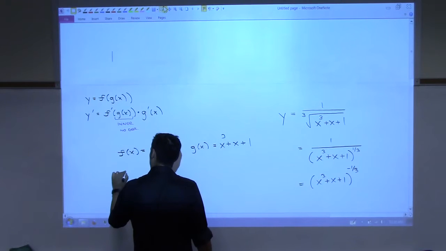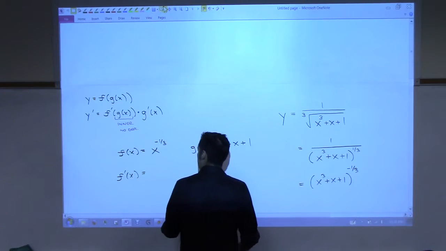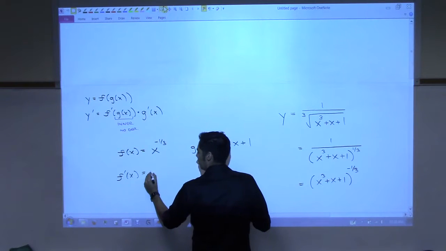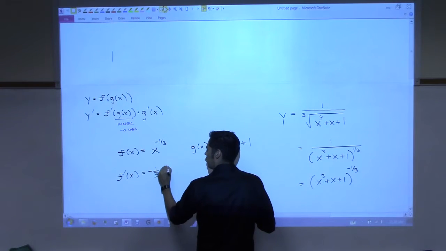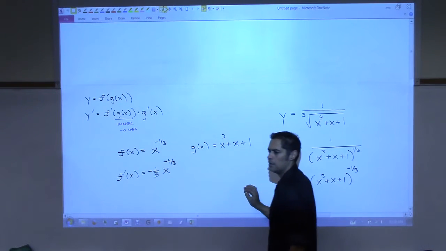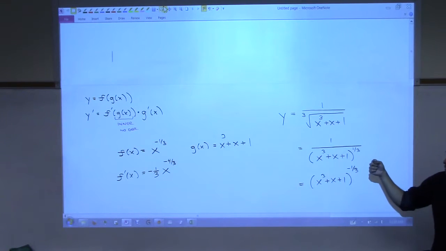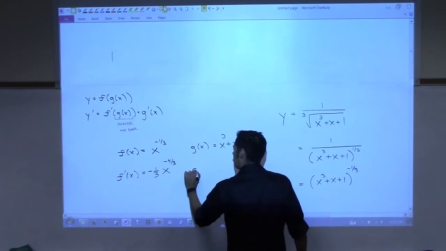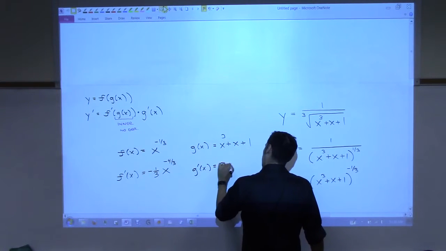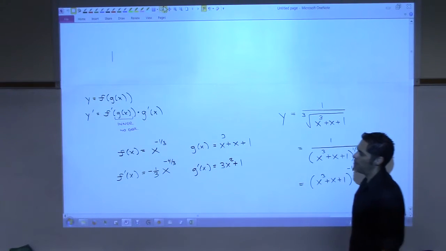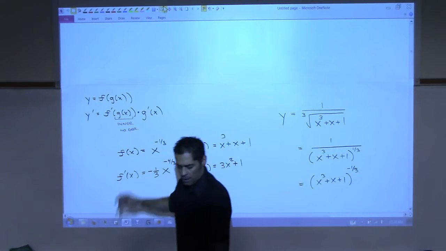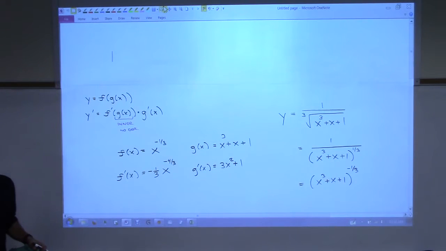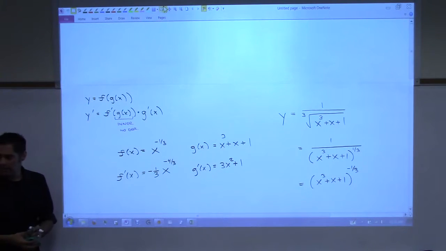The derivative of this should be, let's see, what's the derivative of f? Negative 1/3 comes out, x to the negative 4/3. That's just power rule. And then the derivative of g is really nice, right? 3x squared plus 1. And the chain rule says it's going to be the derivative of f with g plugged in, without a derivative, times the derivative of g. So you think we can write it down?